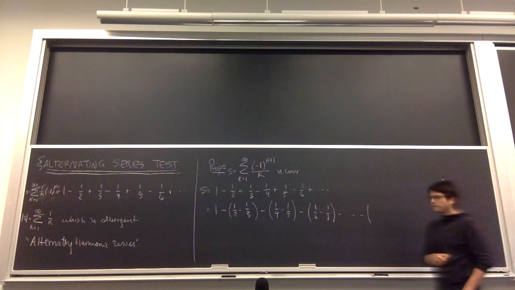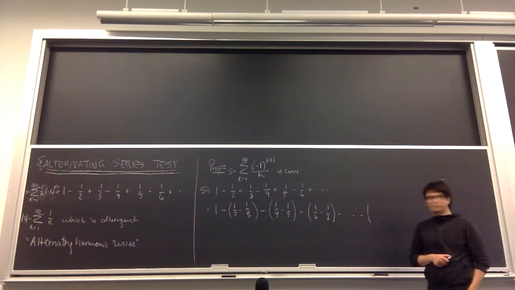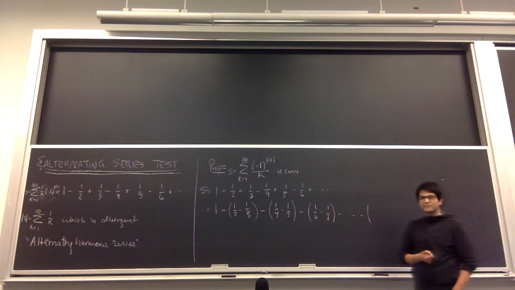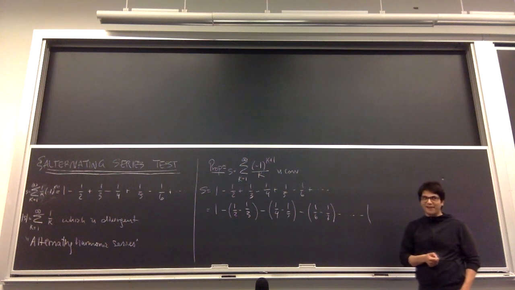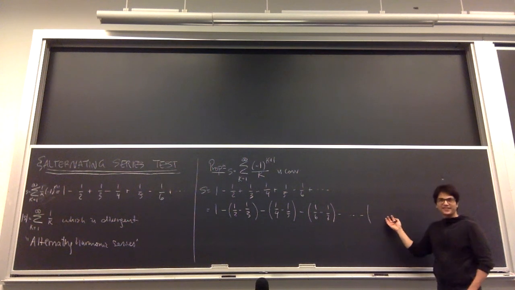Can anyone see a pattern? Can anyone count through the denominator for me? 2, 3, 4, 5, 6, 7. Can anyone deduce the pattern? What should this term be?